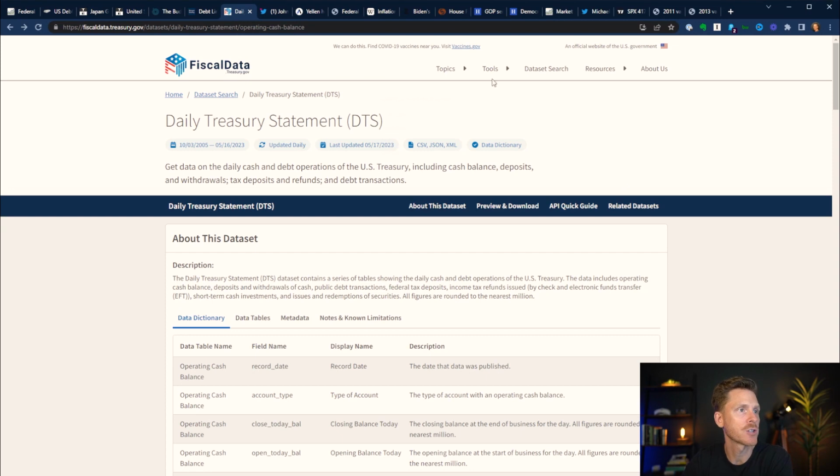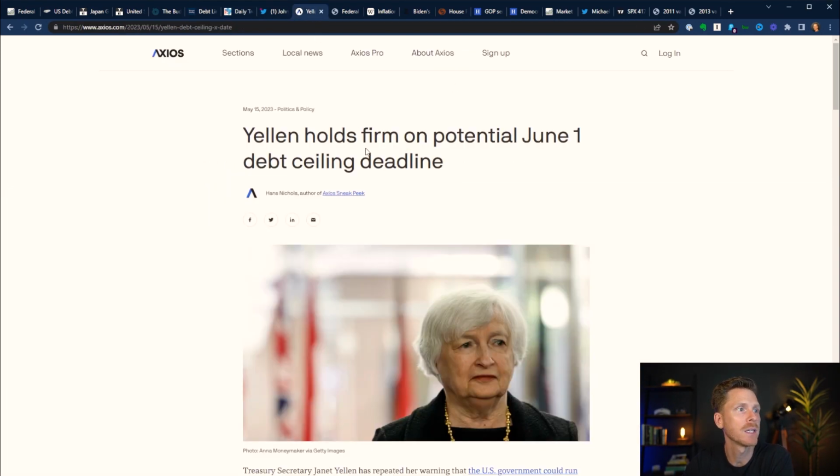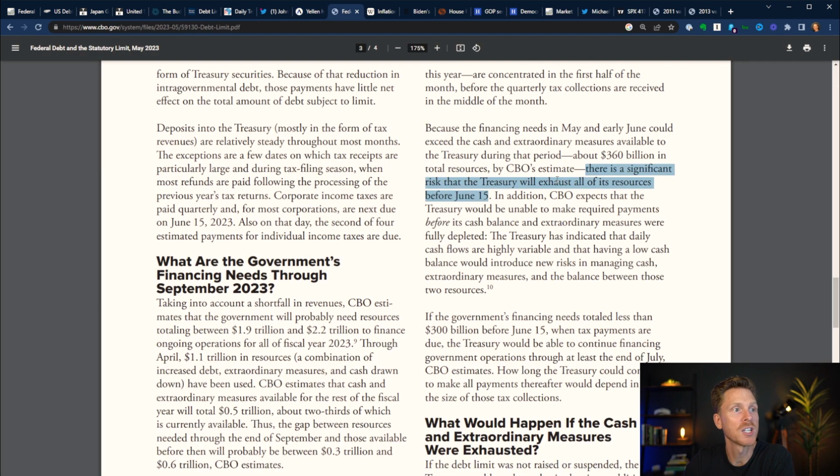Now, the Treasury itself, I believe Janet Yellen, the Treasury Secretary, has said that she believes the Treasury could run out of funds by June 1st. The Congressional Budget Office also believes that the Treasury could run out of funds if it doesn't make it to June 15th when there's a big tax inflow.